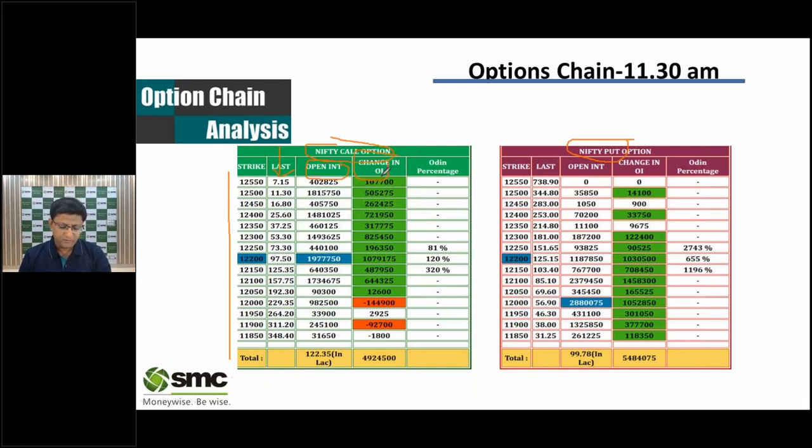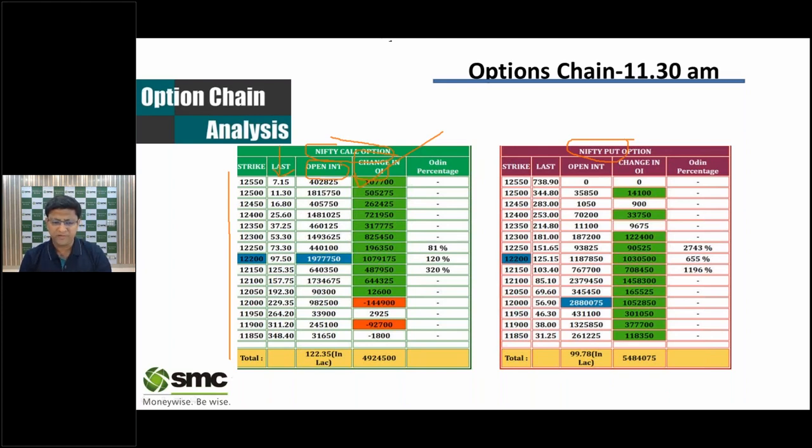Now for intraday trading, this change in OI is most relevant. So what is this change in OI? When we are buying call options, we are changing the open interest in call options. When we are buying put options, we are changing the open interest in put options. So whenever anyone creates any position, that changes the open interest in the market.